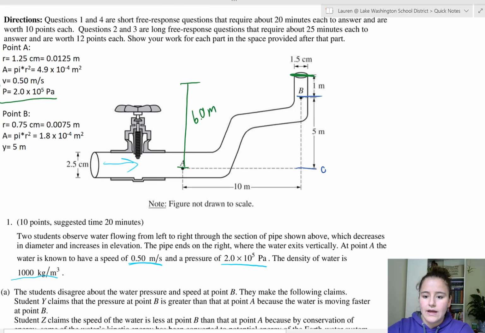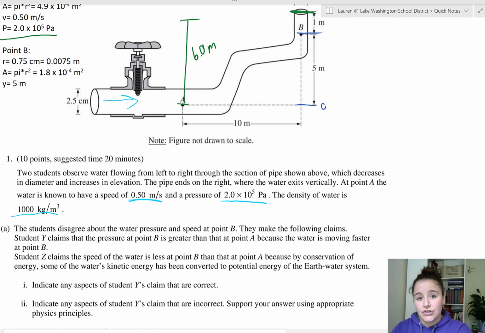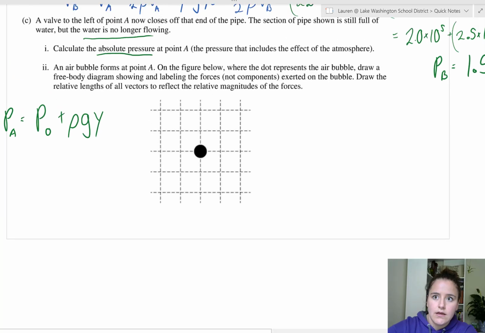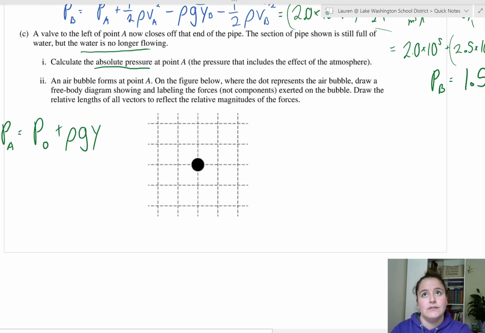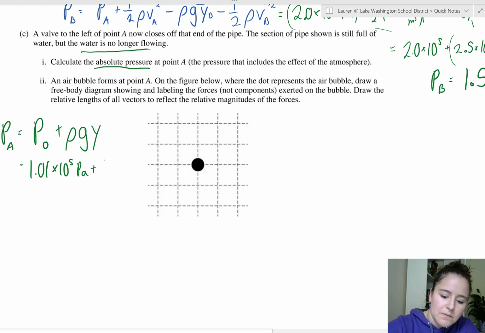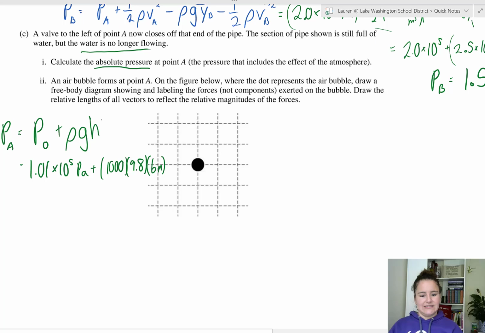Now, it doesn't tell us what the atmospheric pressure is, but it's actually on your equation sheet. It is 101 kilopascals. So 1.01 times 10 to the fifth pascals, I think that's how it is on your equation sheet, plus 1,000 times g, 9.8, times the depth, which is 6 meters. I think it is h on here because it is the depth, to kind of get it different from that y term in Bernoulli's.